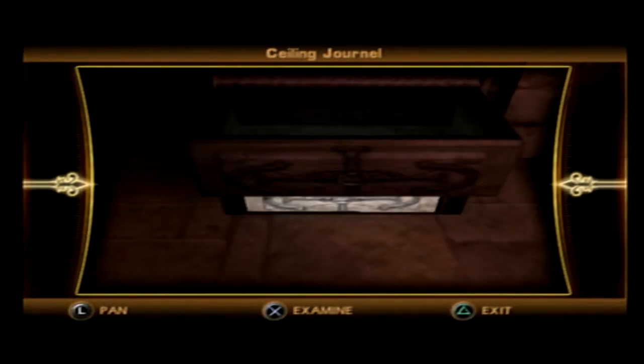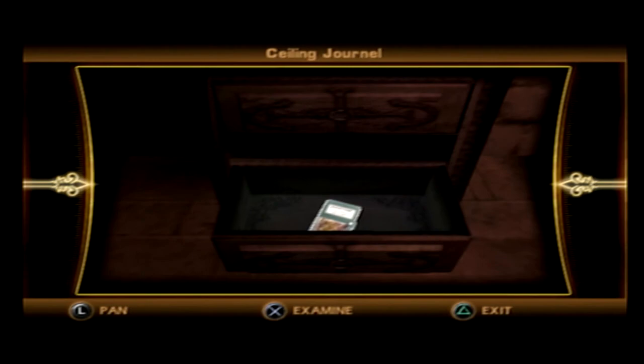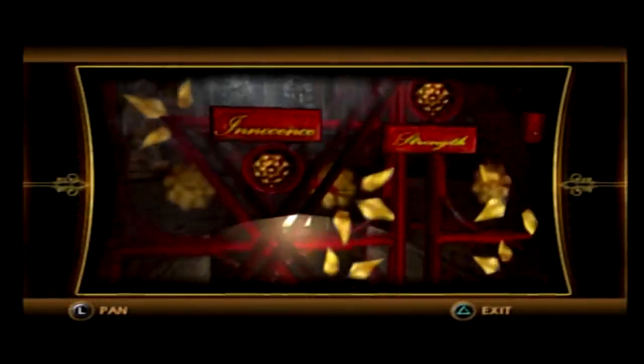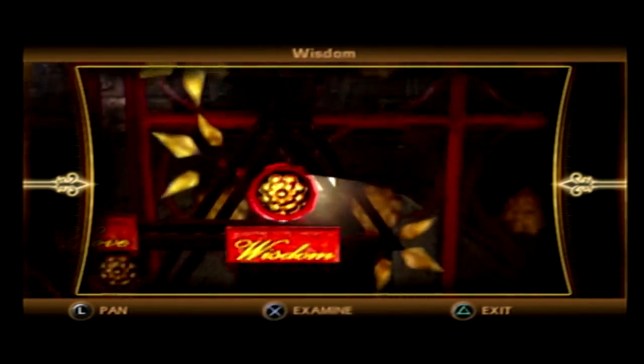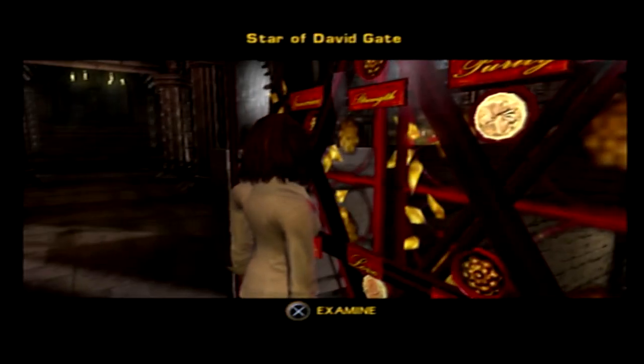Okay, okay, thank you. Oh. The ceiling journal. Can I just hop over this wall? Guess not. So I got the lily and I've also got the rose. Where was purity? Purity is the lily disc, and love is the rose disc. So those are in place. I'm missing 4 more discs. I don't know where they are.